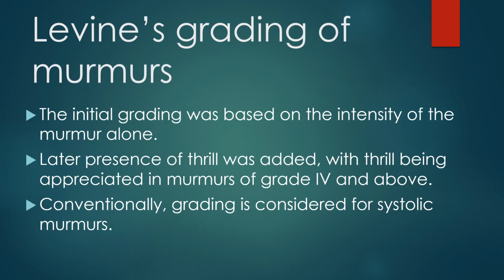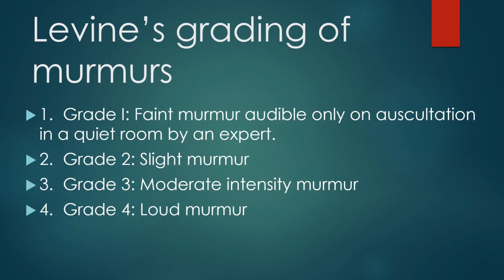Levine's grading of murmurs. The initial grading was based on the intensity of the murmur alone. Later, presence of thrill was added, with thrill being appreciated in murmurs of grade 4 and above. Conventionally, grading is considered for systolic murmurs. Grade 1, faint murmur audible only on auscultation in a quiet room by an expert. Grade 2, slight murmur. Grade 3, moderate intensity murmur. Grade 4, loud murmur.